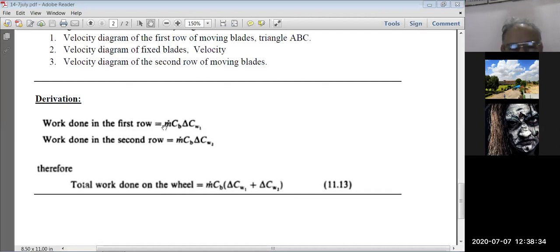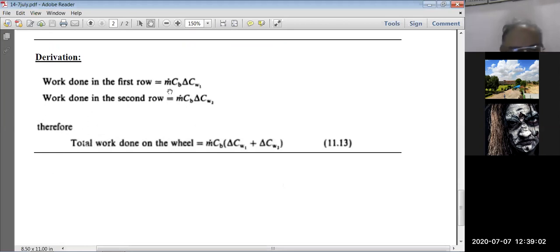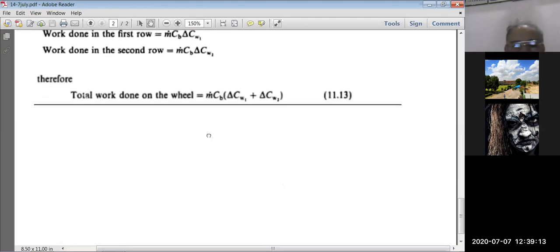So m dot multiplied, this is the total work done by the steam on the first row of the rotating wheel. Similarly, on the second row of the rotating wheel, m dot Cb is common in both the wheels, but delta Cw is different. Here is delta Cw1, here is delta Cw2. So in the first set of triangles and the second set of triangles, we have mentioned here. We have work in the 2 wheels, so we combine it. When we combine the work done in the first row plus the work done in the second row, we get m dot Cb times delta Cw1 plus delta Cw2.